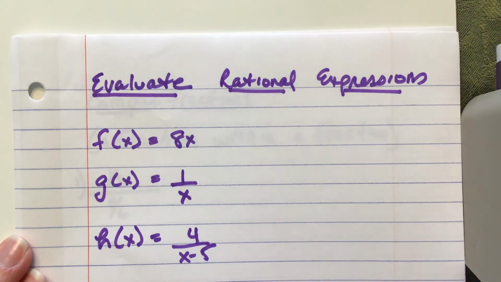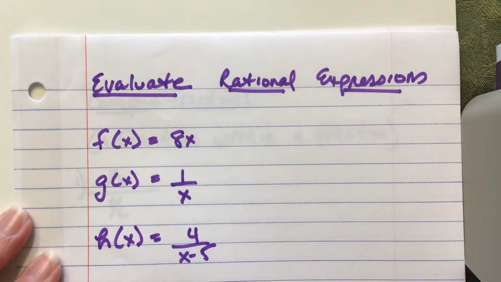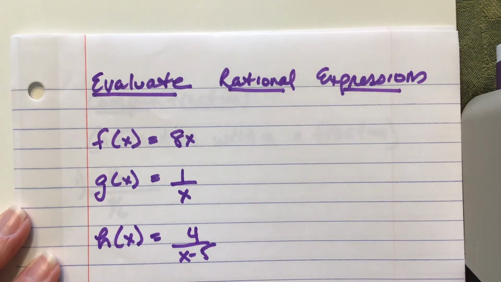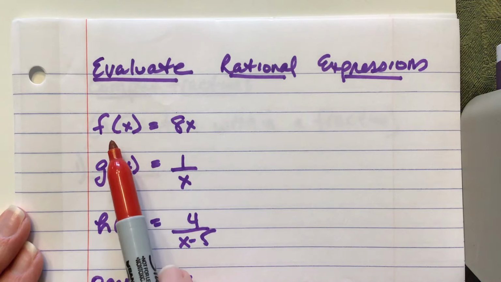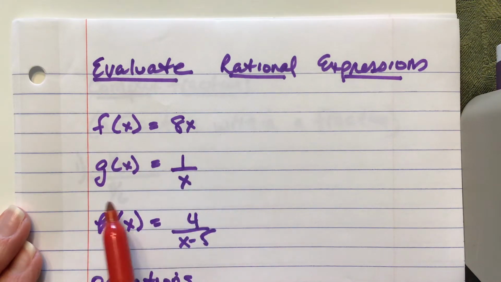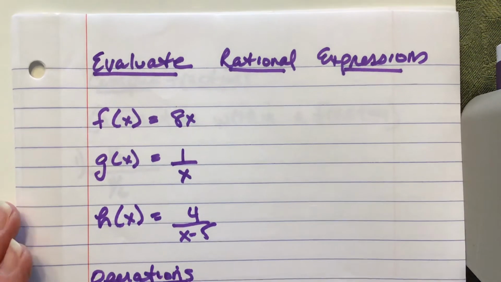In this video, we're going to evaluate rational expressions. So we're going to evaluate fractions, and the fractions will have variables in different parts of them. So we're just going to evaluate, and we're going to do some operations with them. So I have been given f of x is 8x, g of x is 1 over x, h of x is 4 over x minus 5.